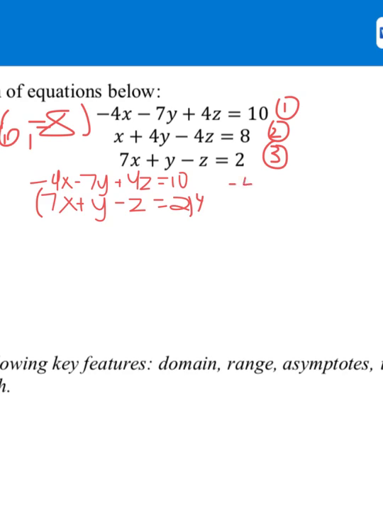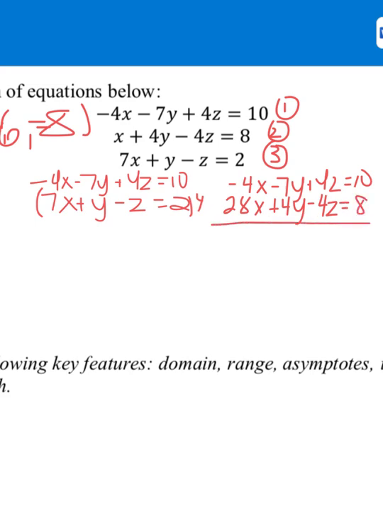So now this is -4x. The top part stays the same, minus 7y plus 4z equals 10. And then the bottom equation is the one that you multiplied by 4. So that one's going to turn into 28x plus 4y minus 4z equals 8. So now you add down. This is going to cancel. You get 24x minus 3y is equal to 18. So this is equation B.